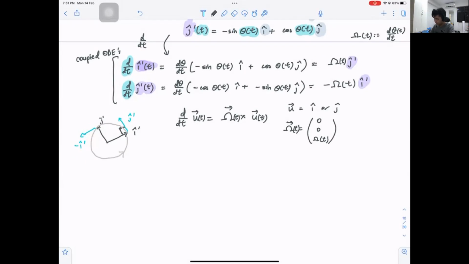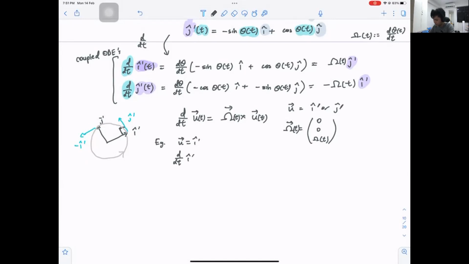So why does this work? For example, if we let u equal i hat, then substituting back into the equation, we get i hat prime, sorry, i hat prime. It's important, i hat prime, okay, it's not i hat.